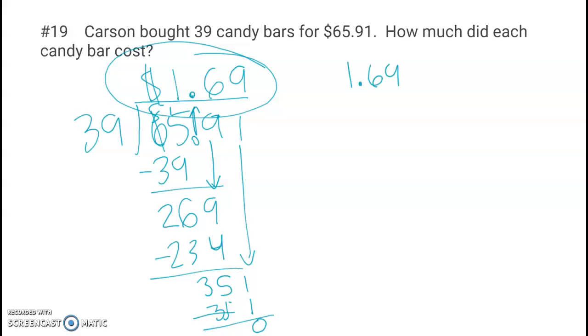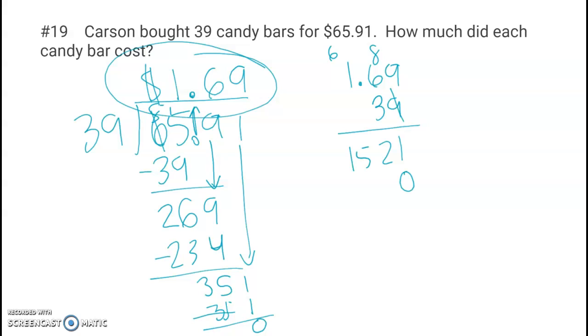And if I want to check my answer, I can always go back and multiply to check. 9 times 9 is 81. 6 times 9 is going to be 54, plus the 8 is 62. 1 plus 9 is going to be 9, plus that is 15.